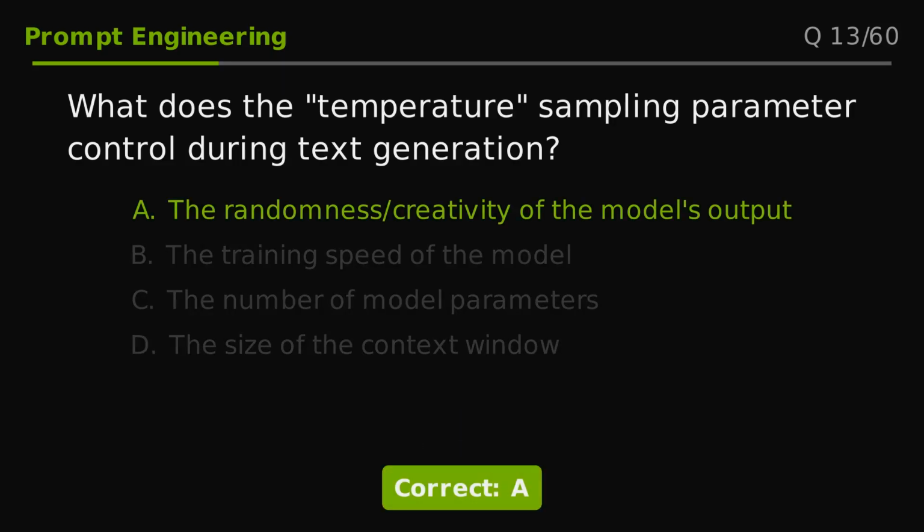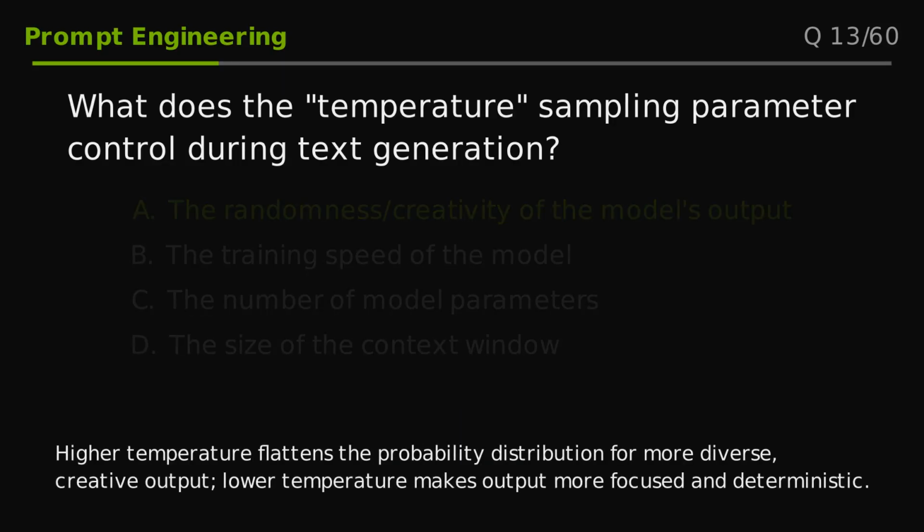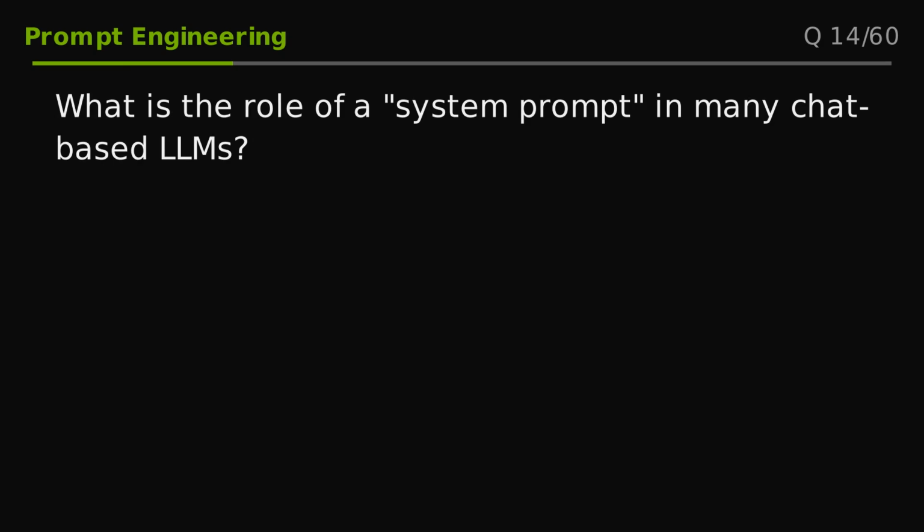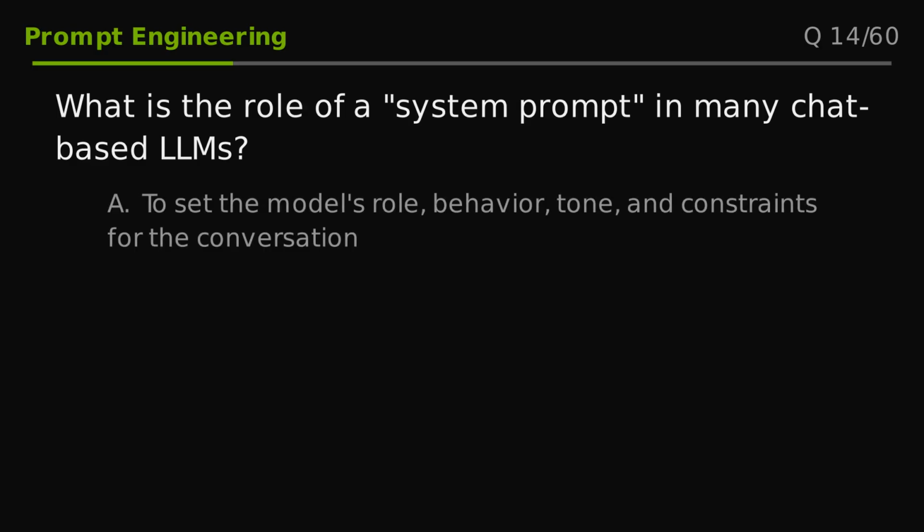The correct answer is A. Higher temperature flattens the probability distribution for more diverse, creative output. Lower temperature makes output more focused and deterministic. Question 14. What is the role of a system prompt in many chat-based AIs? Option A. To set the model's role, behavior, tone, and constraints for the conversation.